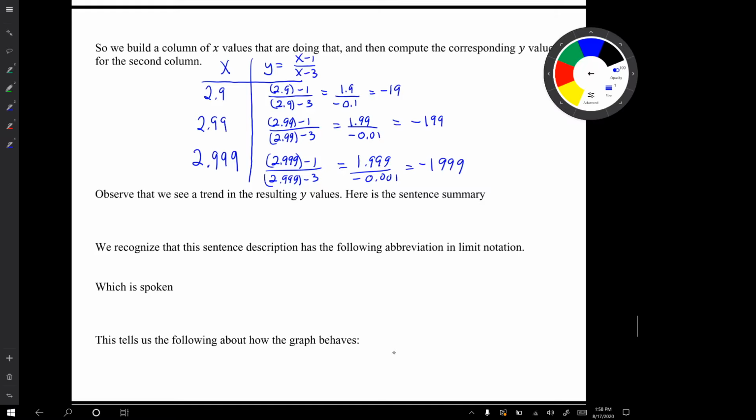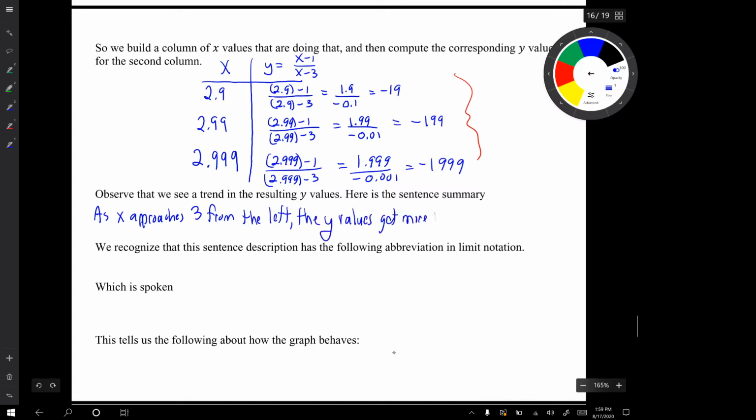So notice there's a trend in the y values. The y values are getting more and more negative without bound. So here's the sentence summary. The sentence summary reads, as x approaches 3 from the left, the y values get more and more negative without bound. So that is the trend in the y values we observe from that column of the table.